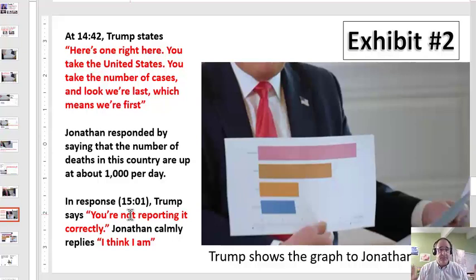So Jonathan's saying, but there are more people dying. And in response, Trump tells Jonathan, you're not reporting it correctly, again referring to the cases. And Jonathan calmly replies, I think I am.